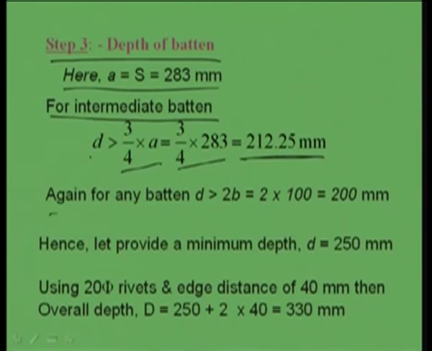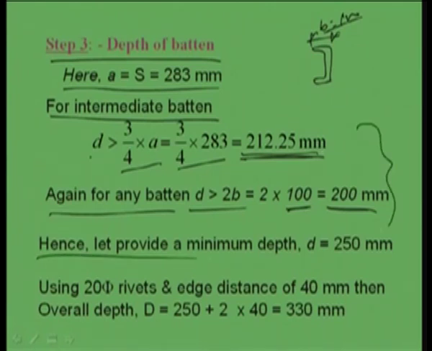Again, for any batten D should be at least 2B, where B is 100 mm, meaning for ISMC 300 this B is given in SP 6 as 100. From code we can find the dimension of this. So at least 200, D should be greater than 200 and 212. So from these two we can provide a minimum depth of say 250 millimeter. The effective depth as 250 millimeter we can provide.